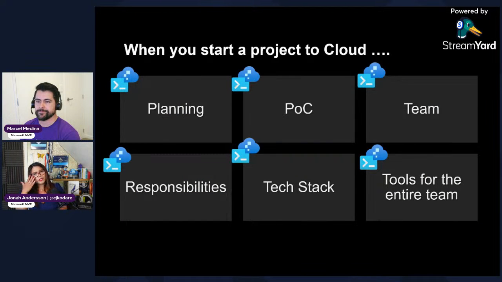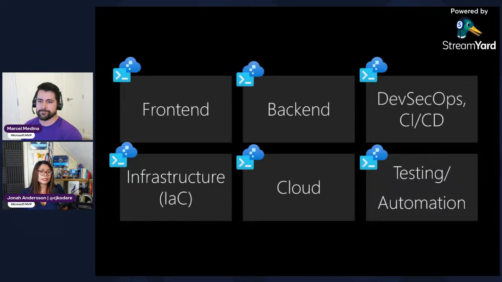When you start a project in the cloud, let's just say it's a new project or maybe a POC or maybe a migration project, usually you need some planning. You need some proof of concept to make sure that the idea or solution that you're trying to propose is going to work in the real production environment. You need to choose the team that you're going to work with in this project, responsibilities, who does what, the technology stack like back end, front end, and whatever tools we're going to use for the entire team. And then think about this level of detail, zooming in.